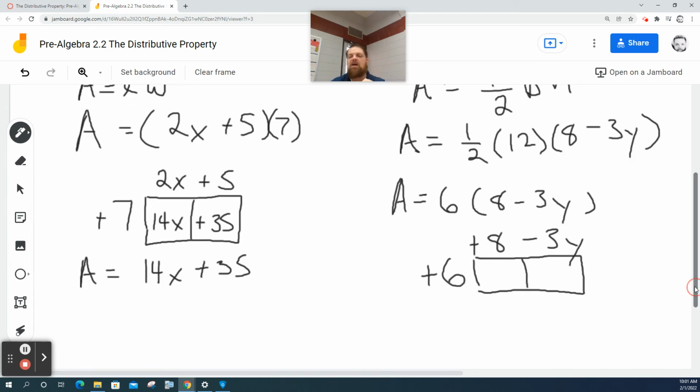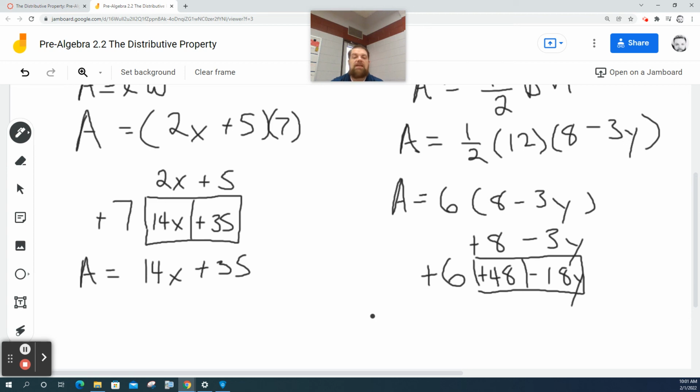Now I'm writing down positive and negative because it tells me how to set up the expression when I'm all done. What's 6 times 8? 48, but is it positive or negative 48? Positive, right? Now what is 6 times negative 3y? Negative 18y.